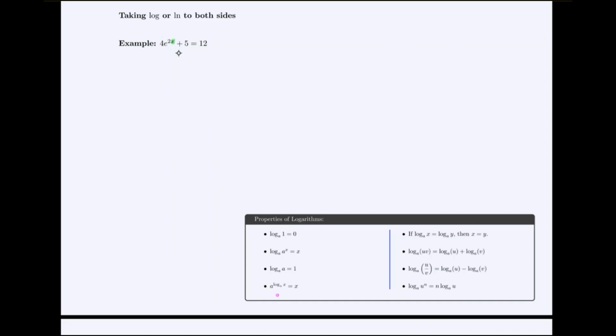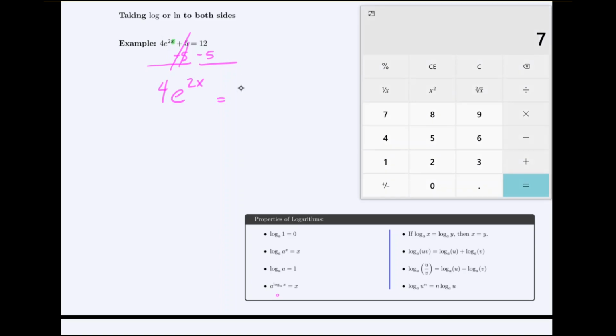For instance, we could subtract 5 from both sides, because the 5 is being added, so if you subtract it from the left and you do the same thing to the right, it keeps the equation equal. And now we're looking at a much simpler equation. So it would be 7.